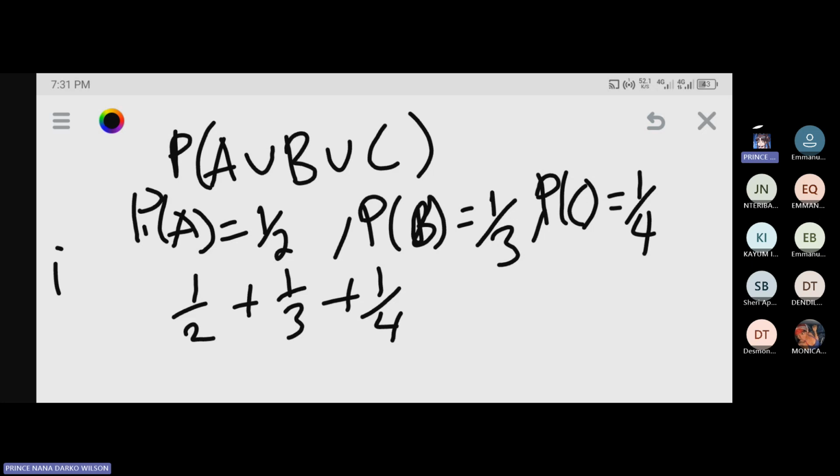So then the probability of A intersection B, let's write that here, 1/6. So that's A intersection B. Keep that in mind. It's 1/6.